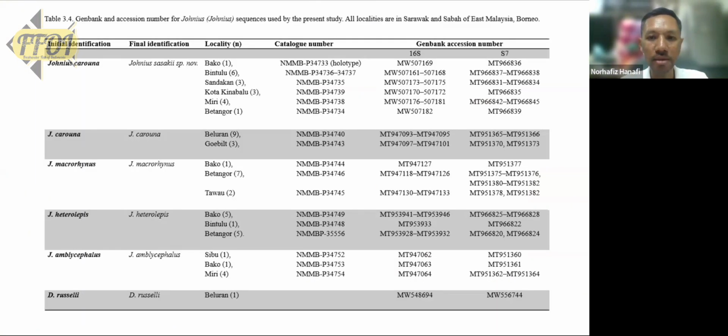Nanti you ada initial identification. Okay, at first you thought itu genus Caruna, tapi bila you buat final identification, oh, rupanya this species baru. At first you thought the genus Caruna, okay, correct. Genus Macrorinus, okay, betul. Heterolepis, betul. Amblysophiles, betul. Dendrophysaurus dia macam outgroup. So you kena simpan the specimen. You all guys kena simpan specimen. Keep the specimen for the reference.